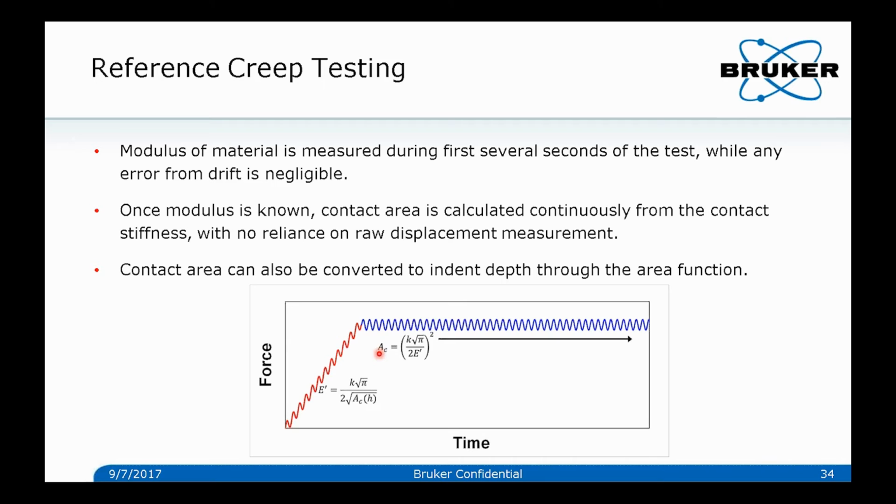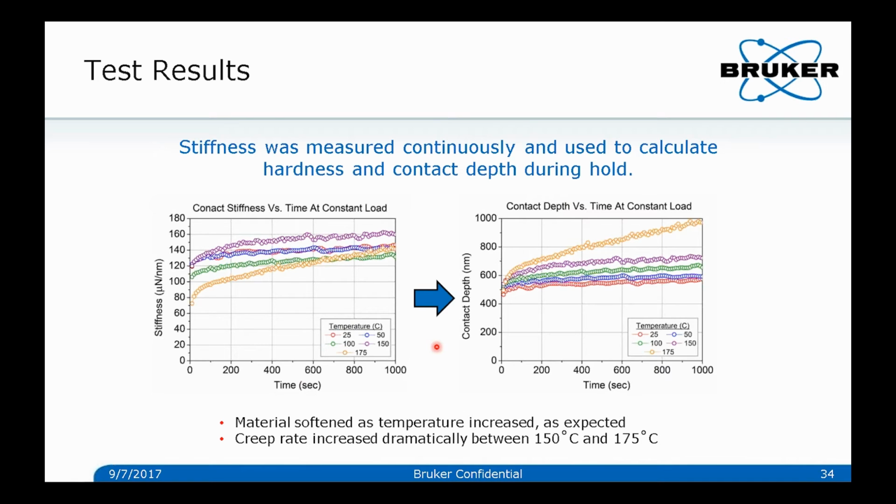And the advantage of this technique is that any error from drift becomes negligible. So rather than being limited to a short amount of time where you're trying to get around thermal drift or minimize thermal drift, this technique is independent of the drift, so you can do it for much longer periods of time.